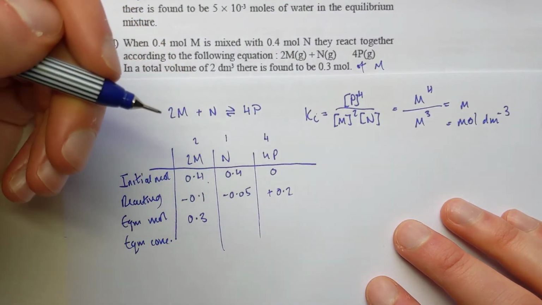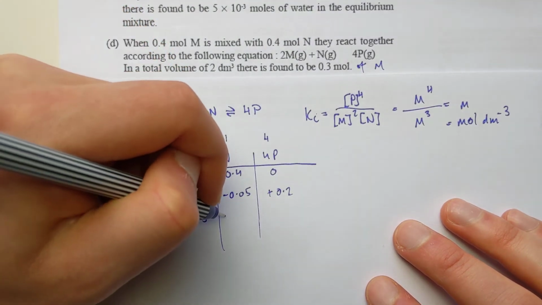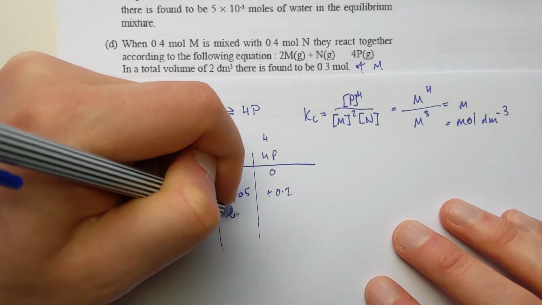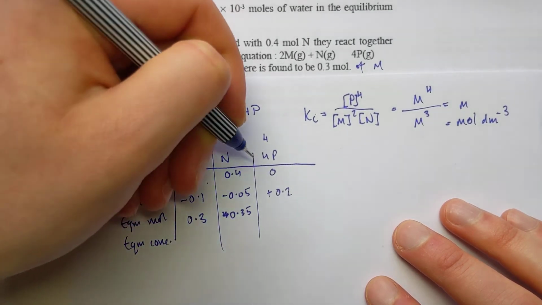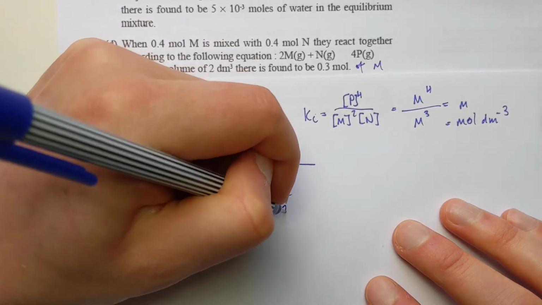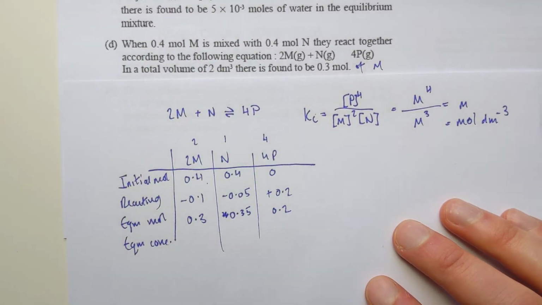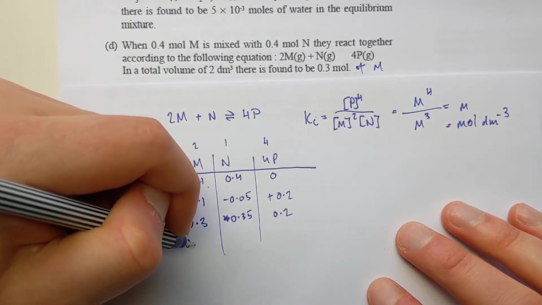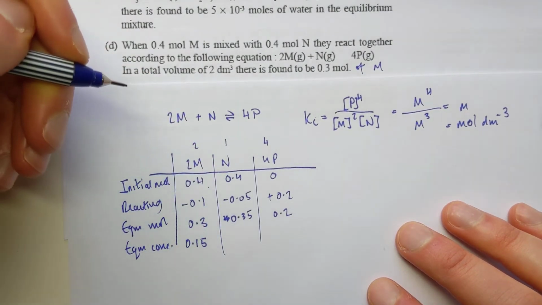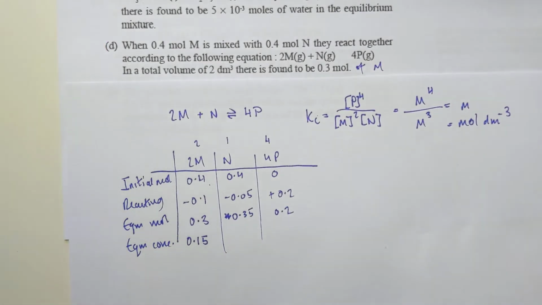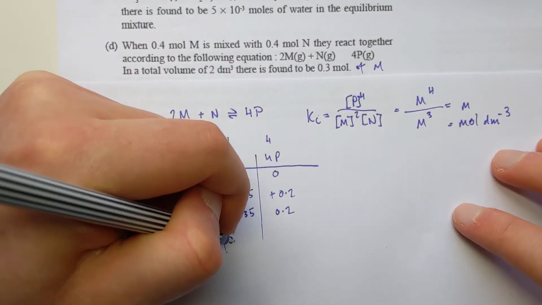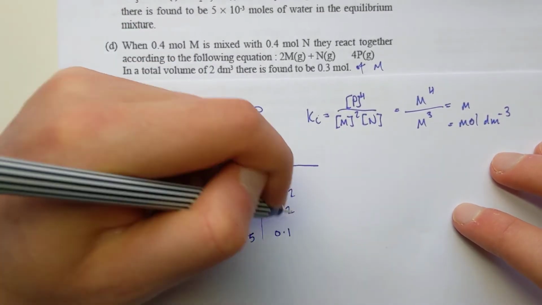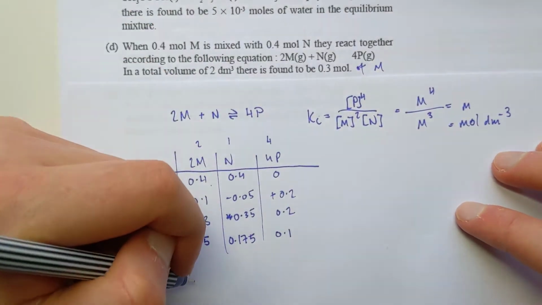Carrying that through, 0.4 take away 0.05 is going to end up being 0.35, and adding 0.2 to nothing gets you 0.2. I need to divide by the volume to get the concentration. The volume here is 2 decimeters cubed, so it's going to halve all these values. That gives me 0.15 moles per decimeter cubed for M, 0.175 moles per decimeter cubed for N, and 0.1 moles per decimeter cubed for P.